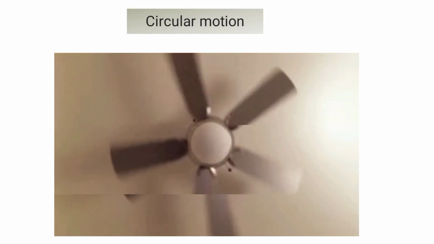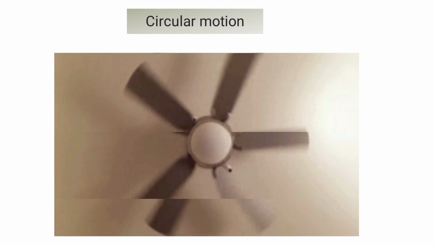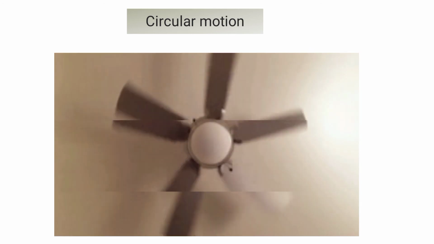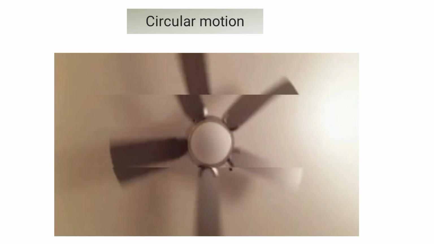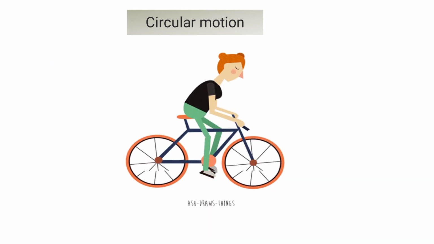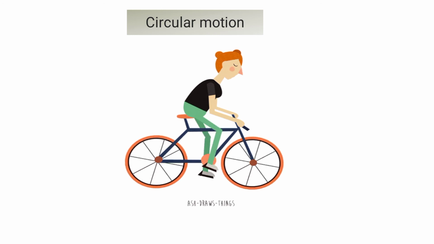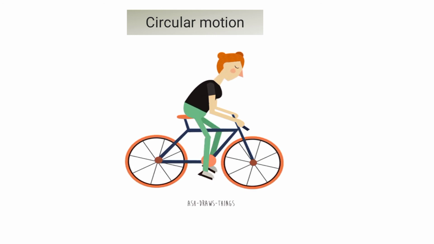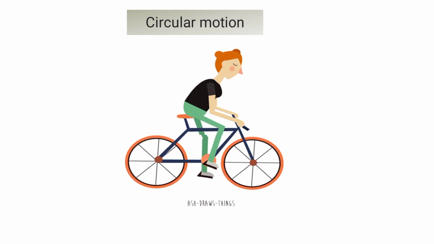Everyone knows the movement of the fan. How is the fan moving? Yes, it is moving in a circular motion. So again, this is a good example of circular motion. This is one more example: the tire of the bicycle is moving in a circular way. So this is an example of circular motion.